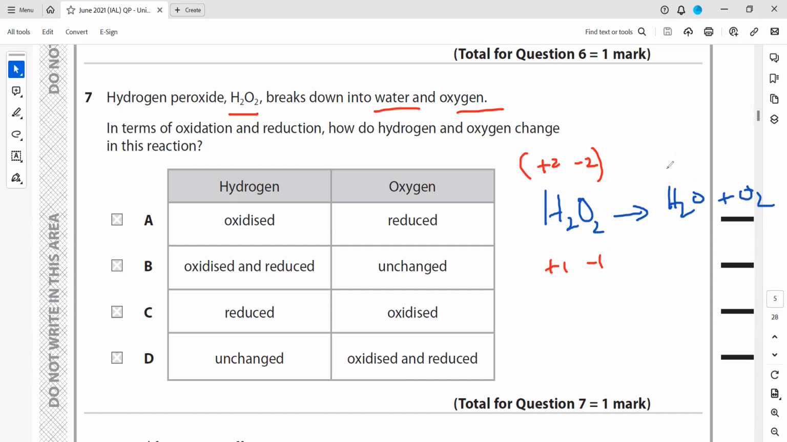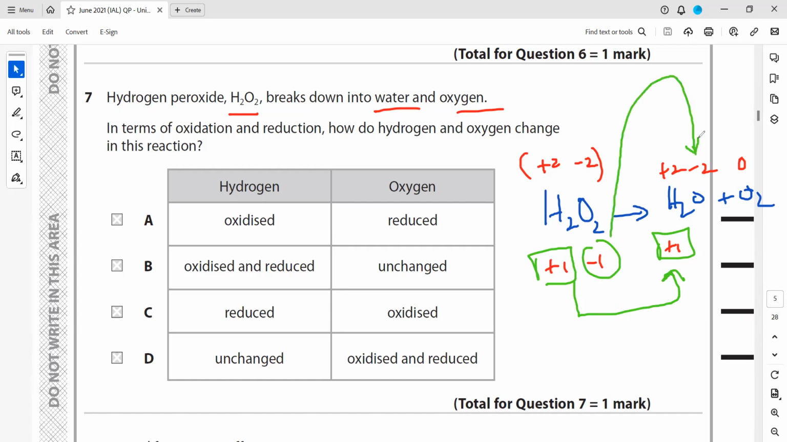So when we write the oxidation number, hydrogen is +1, two will be +2, and oxygen is -2, and here it is 0. When we check the change, we always check each element individually. Hydrogen is +1 before and after, so there is no change. But oxygen, which is -1, becomes -2, so it is reduced. And -1 becomes 0, so it is oxidized. So oxygen is being both oxidized and reduced, while hydrogen is unchanged.